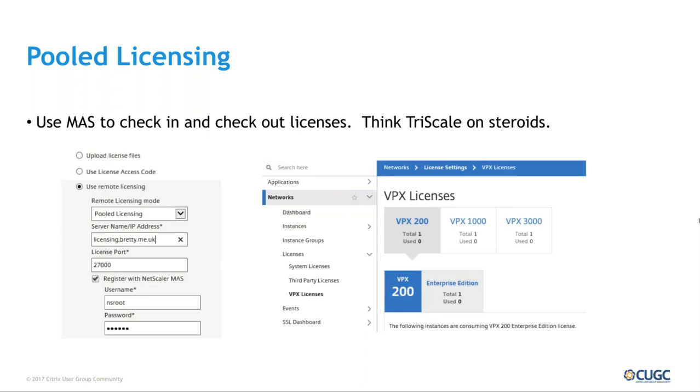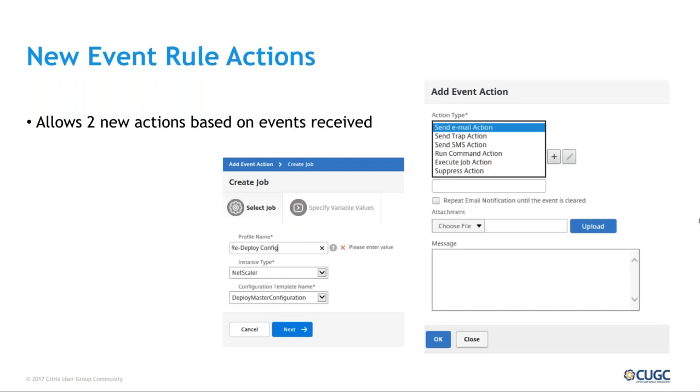It doesn't really have anything to do with Trisscale, but I like to make a correlation to Trisscale. Trisscale is what really makes NetScalers really flexible, right? And now with this new pooled licensing concept, it makes your investment a lot more flexible. You can see here in the screenshot, we've got a VPX 200, a 1000, and a VPX 3000 license, and you can load as many licenses as you want, and they get checked out to the instances that need them. Next slide.